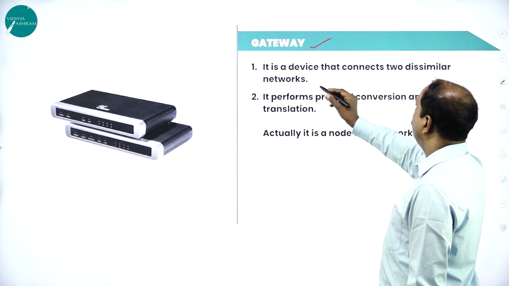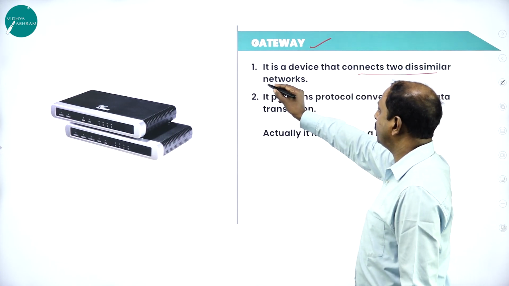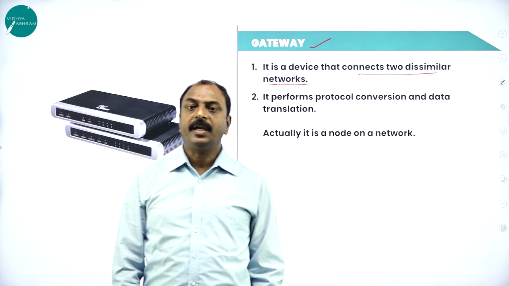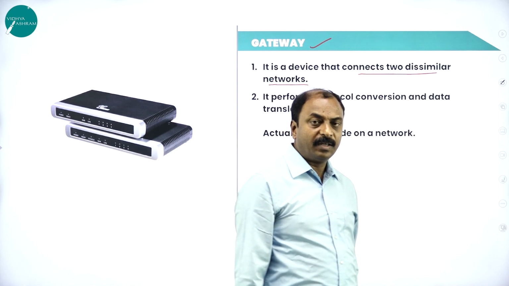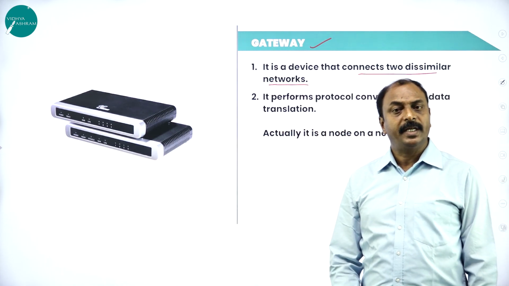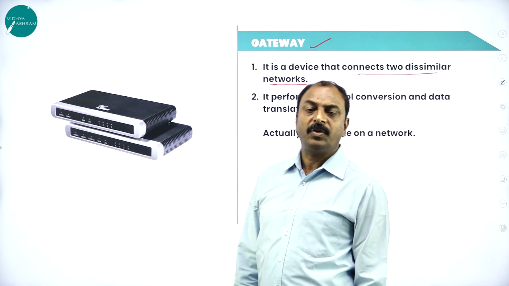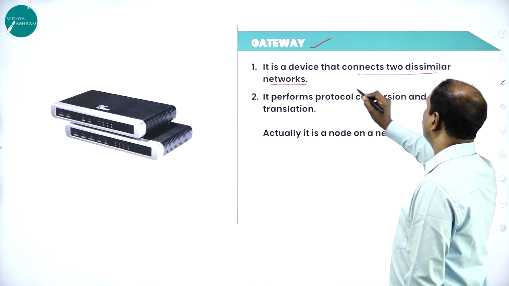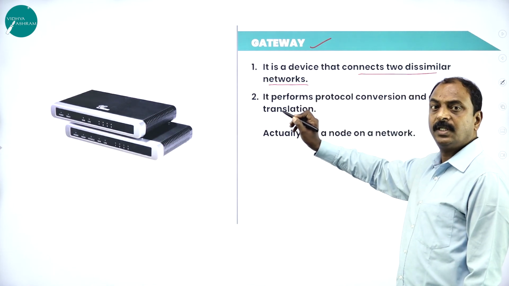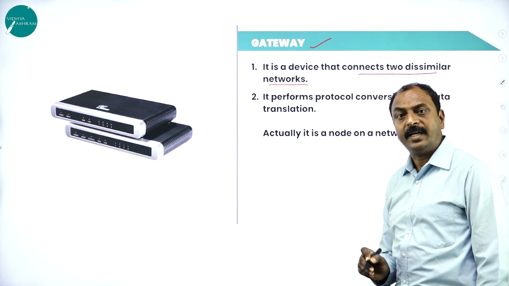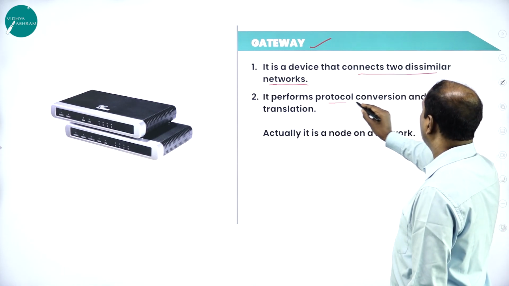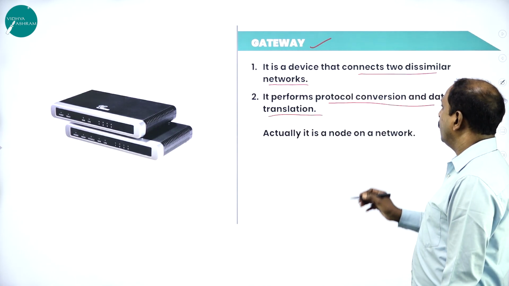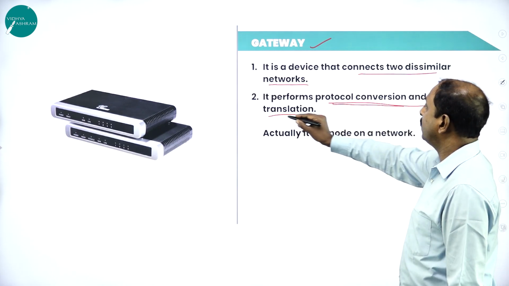Here, it is a device that connects two dissimilar networks. Every network will have its own gateway. The function of gateway is that all the data traffic will pass through one particular device, that is called a gateway. So we use a gateway to connect two dissimilar networks, and it performs protocol conversion and data translation. The important function of gateway is protocol conversion and data translation.